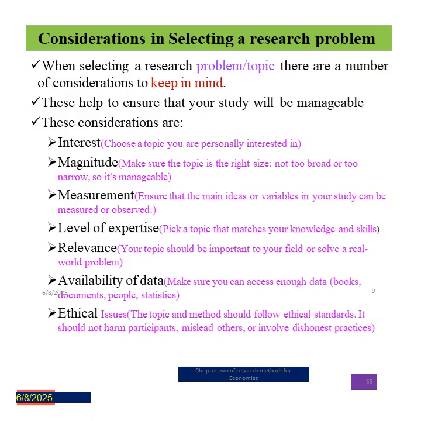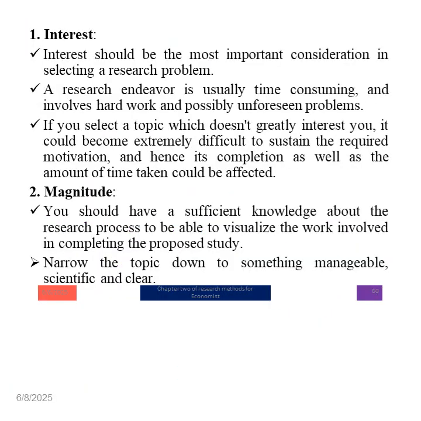The final one that you have to consider in selecting a research problem is ethical issues. The topic and the method should follow ethical standards. It should not harm participants, mislead others, or involve dishonest practice. Dishonest practice should not be involved in conducting your research. So you have to consider those elements that we have mentioned above. Let us see those elements in detail.